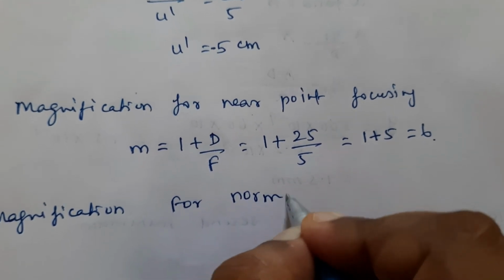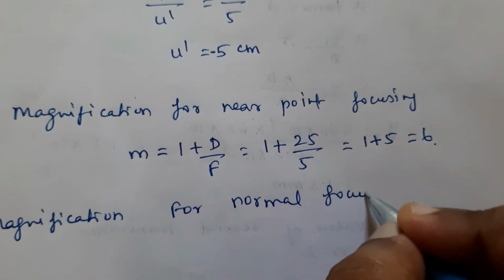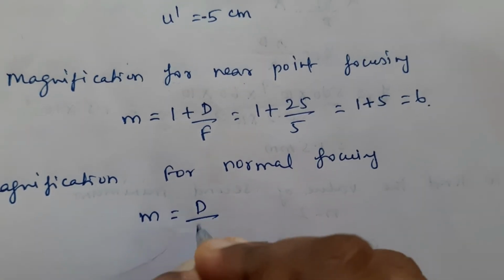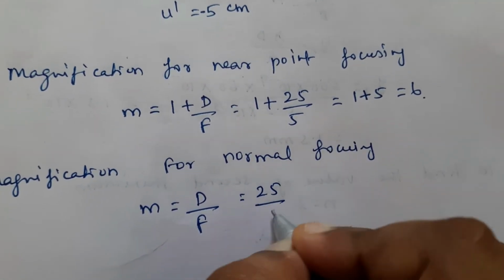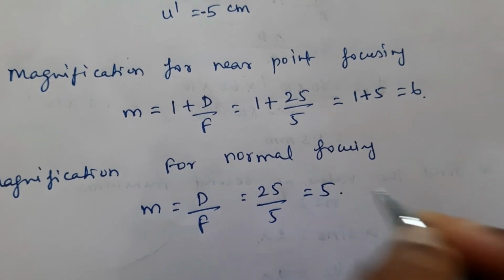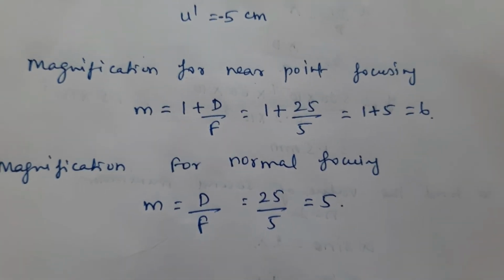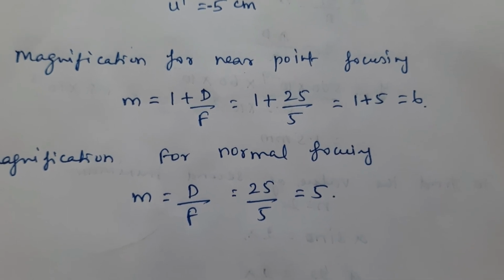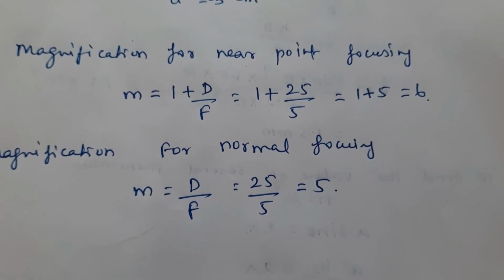Now magnification for normal focusing is magnification is equal to D by F. That is 25 by 5, which is nothing but 5. So we have found out the maximum and the minimum magnification possible.